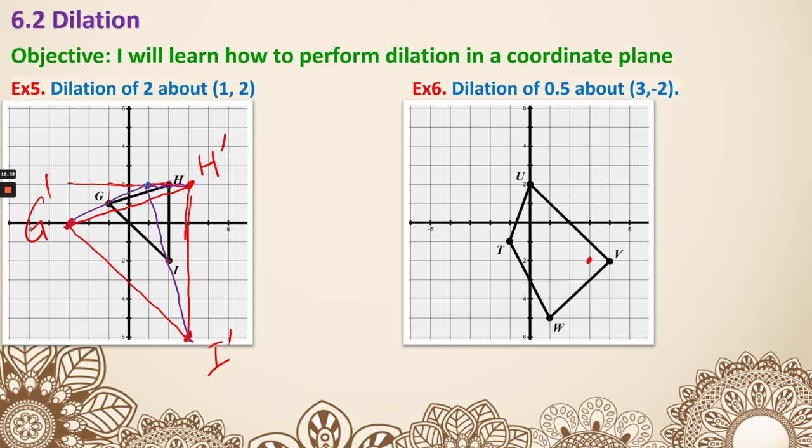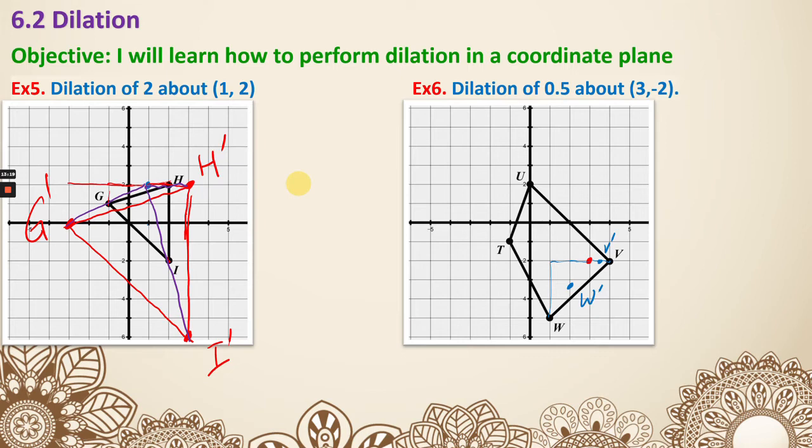And you see this time the center of dilation is actually inside my shape. But that doesn't change anything. We still dilate it the same way. So let's have a look. V is 1 to the right. I need 1/2 of it, so it's going to be right here. That's my V prime. W is 2 to the left, 3 down, so I need 1/2 of it, which is 1 to the left, 1.5 down, which is around here.